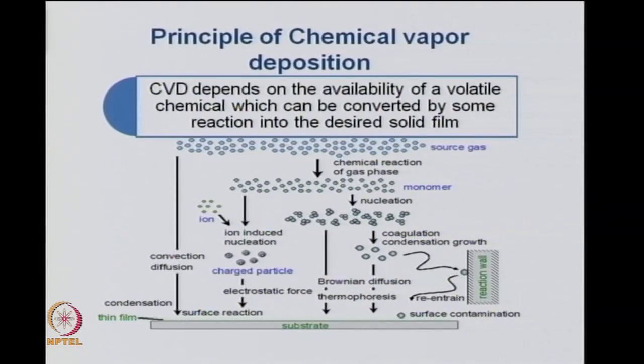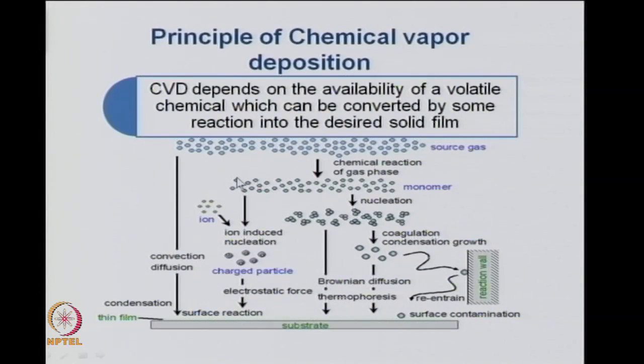So, what is this CVD technique, that is the chemical vapor deposition technique? What is the principle? Typically a CVD technique depends on the availability of a volatile chemical, which normally we call the chemical precursor. It's normally a liquid solution which can be converted by some reaction into the desired solid film. So, ideally you have a source gas and the source gas undergoes a chemical reaction and forms some monomers. These monomers nucleate to form some oligomers, and in this process the oligomers can coagulate and condense, become large particles, and they undergo Brownian diffusion, etcetera, and thermophoresis, and then fall on the substrate.